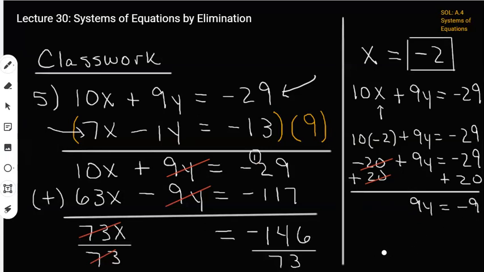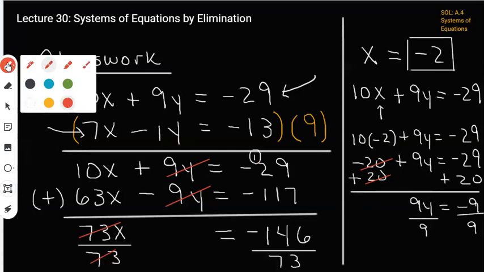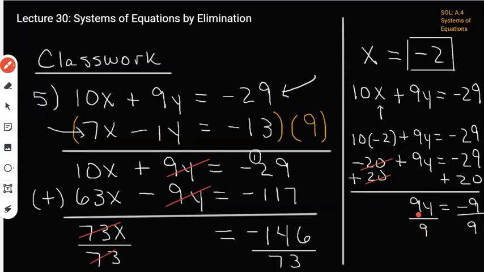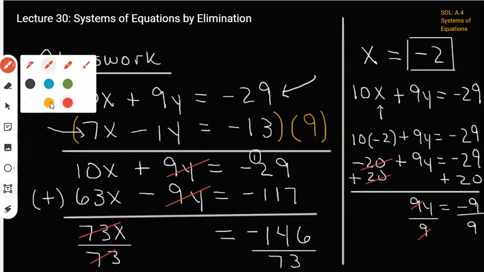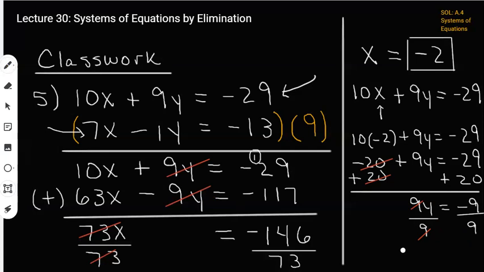So now the last thing I need to do to get y by itself is to divide both sides by positive 9, because that's what's in front of the y right now, and I'm trying to get rid of it. So let's divide by 9, divide by 9. The good thing about that is the 9s are going to cancel out, leaving me with just a y. And then negative 9 divided by 9 is negative 1. So y equals negative 1. And I'm going to put a box around that because I just figured out what y is.